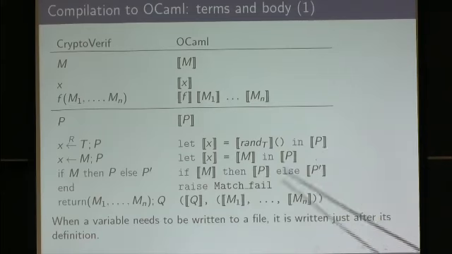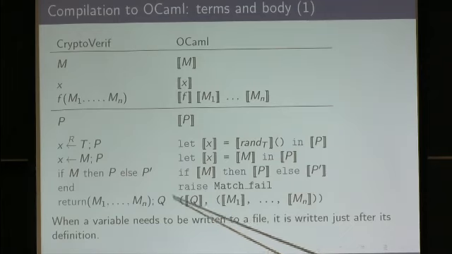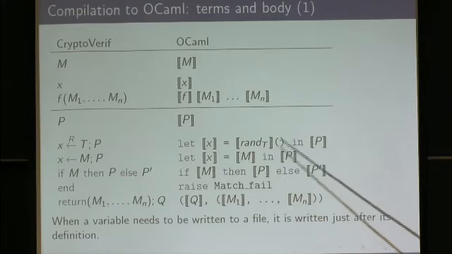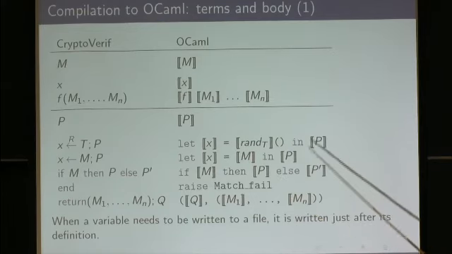You have the test. The else branch raises some exception. And finally, the return returns the translation of the following processes and the result of the oracle. The point I did not detail is that when you compute some variable x, and this variable needs to be stored in a file, then obviously you're going to write it in the file at this point.